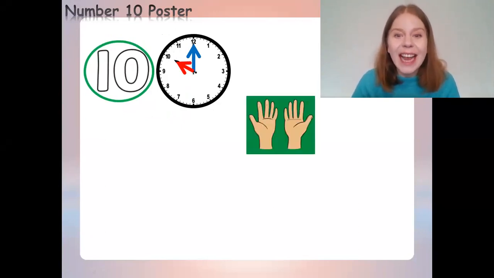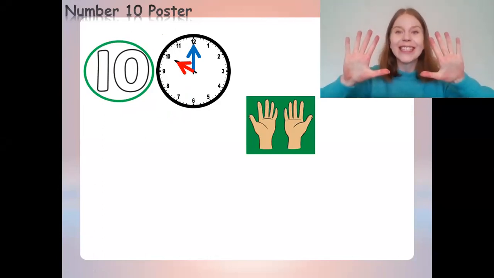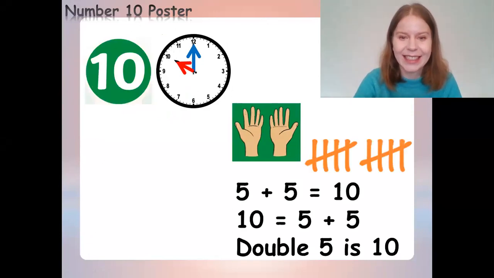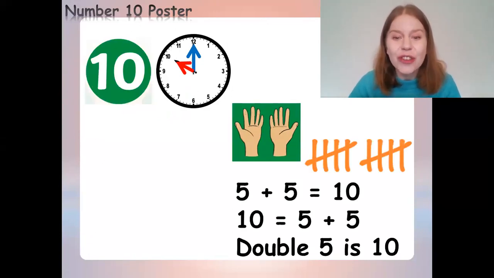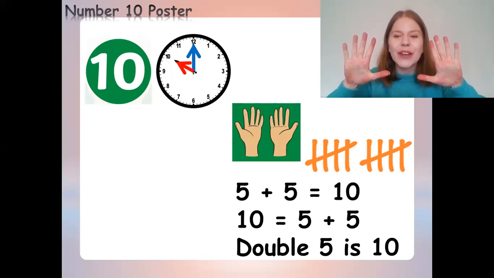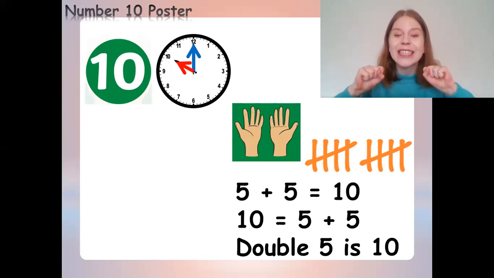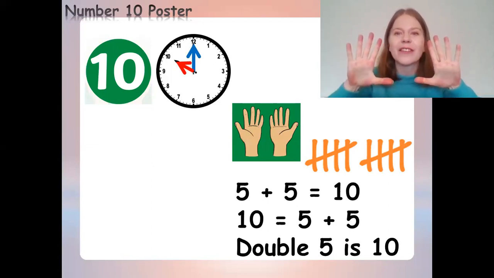Have you ever seen 10 on your fingers? Who can quickly make 10 on their fingers? 10. Well done. Oh, and did you know that 5 add 5 is also 10? And 10 equals 5 add 5, because double 5 is 10. Let's do that all together. Double 5 is 10. And again, double 5 is 10. 5 add 5 is 10.